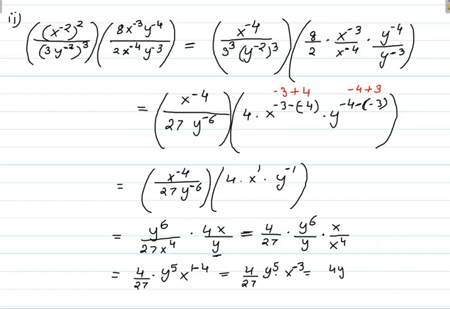And we can write the final answer as 4y to the 5 over 27x to the 3. This is the final answer. And you can see these expressions look scary in the beginning, but don't get scared. Start simplifying them step by step and you'll find them much easier.